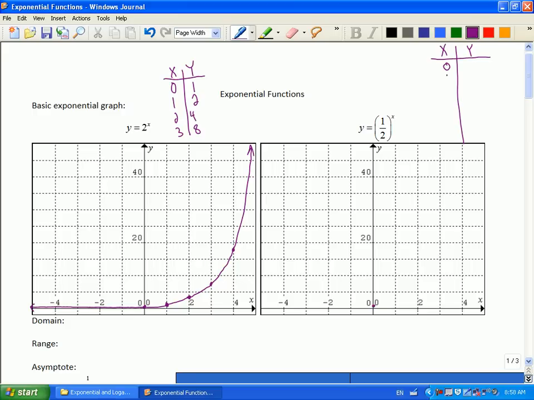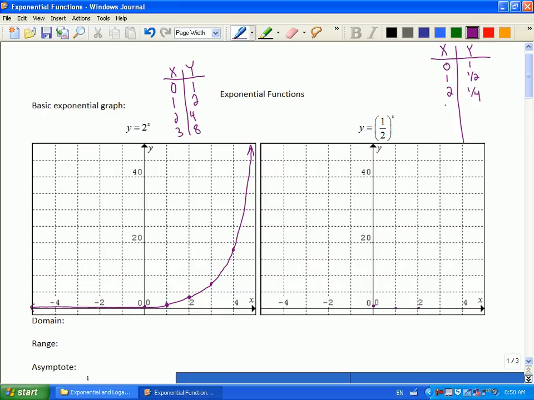Let's try x equals 1. Then where are we at? 1/2, that's right. The exponent is 1, so it's going to be down here. Let's do one more on this side. So if I square it, what am I going to end up with? Yeah, 1/4. Okay, so it's kind of hard to tell what's going to be happening with this graph because it's so small. So let's go the other way.